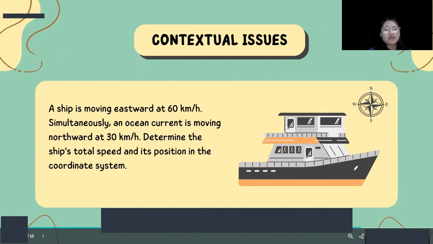Okay, vectors are not only used in mathematics but also in real life. In this example, a ship moves at 60 kilometers per hour. At the same time, an ocean current moves north at 30 kilometers per hour. The question is, what is the ship's total velocity? Since both movements are vectors, we can combine them using vector addition.